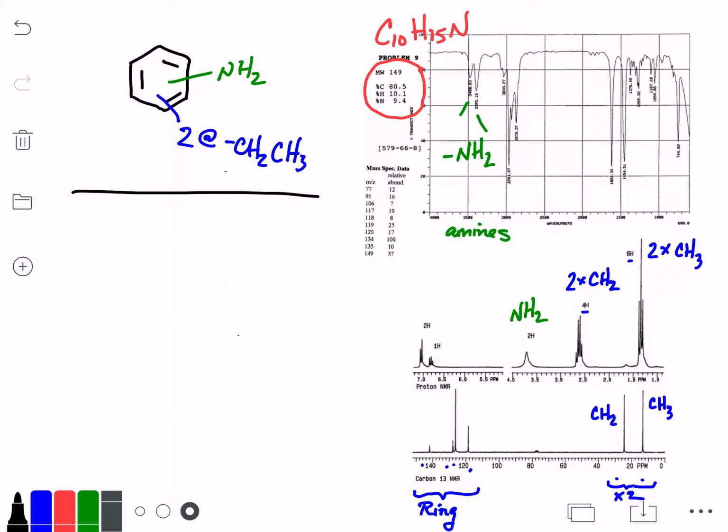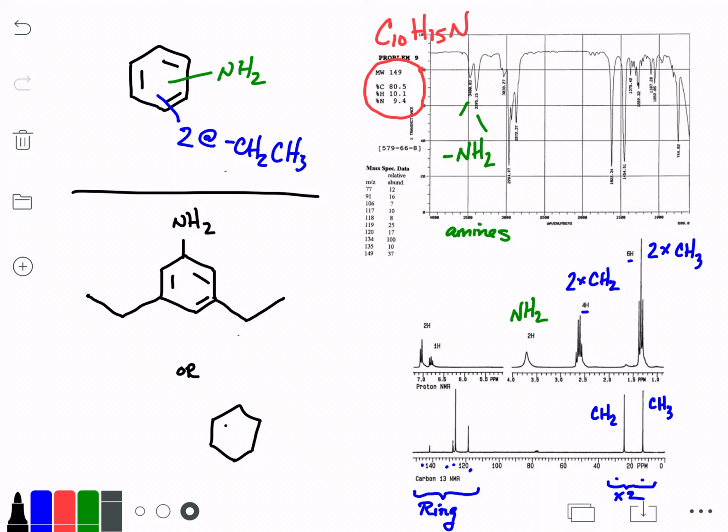So when I start to look at my possibilities, I know that the 2 ethyl groups have to be symmetrical relative to one another, because otherwise they wouldn't line up perfectly over top of one another on the NMR spectrum. So I could imagine that I've got the amine group at the top. Maybe I've got my 2 ethyl groups sticking off like this. That would give me the symmetry that I need to make everything line up.